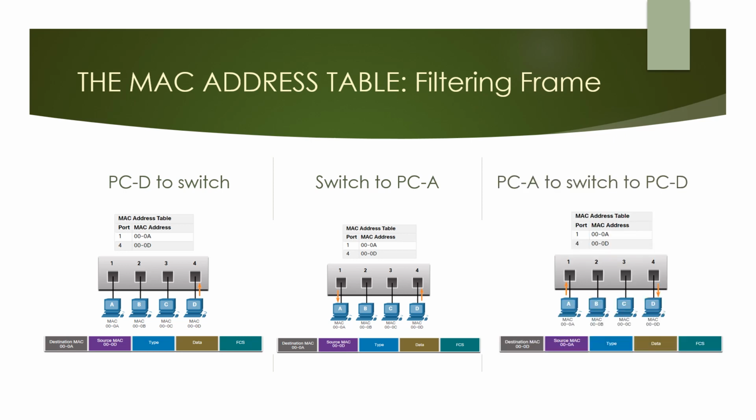And then PCA sends another frame to PCD, as shown in the figure, but this time the MAC address table already contains the MAC address for PCA. Therefore, the 5-minute refresh time for that entry is reset. Next, because the switch table contains the destination MAC address for PCD, it will send the frame only out port 4, as seen in the figure.